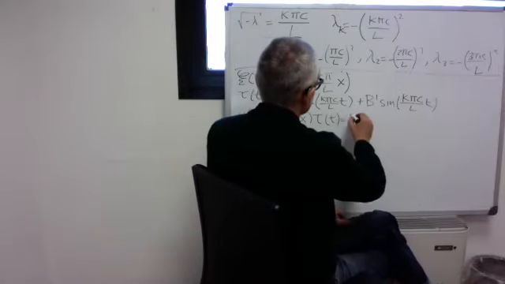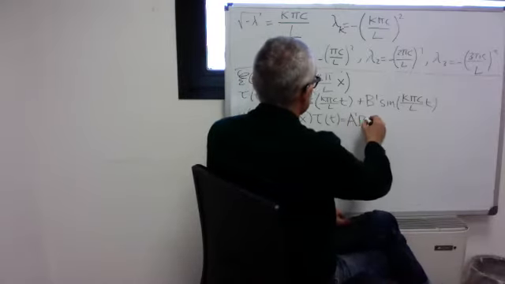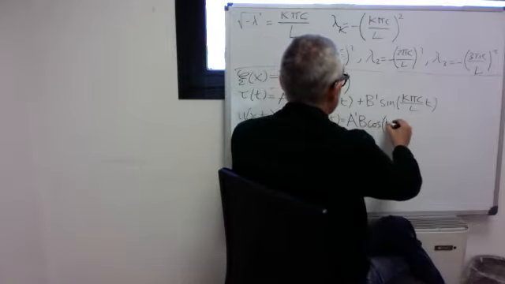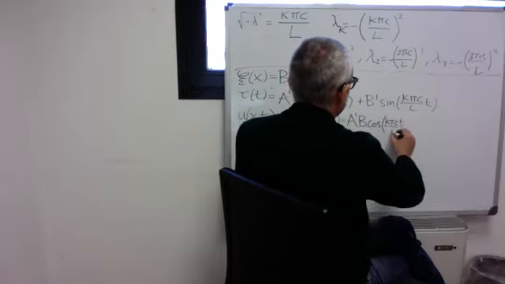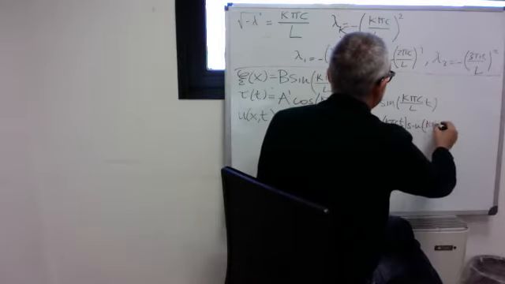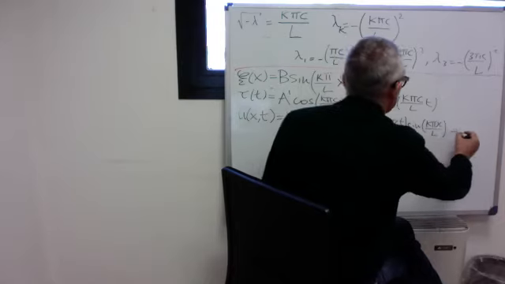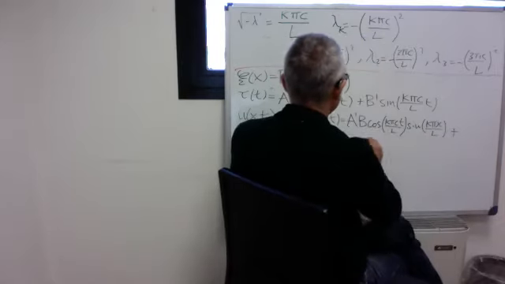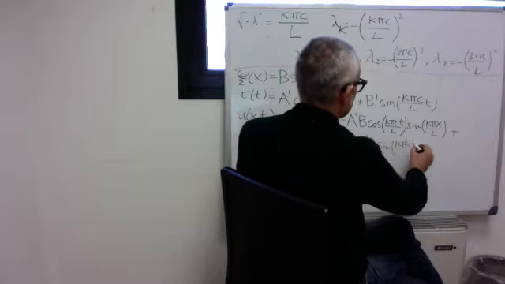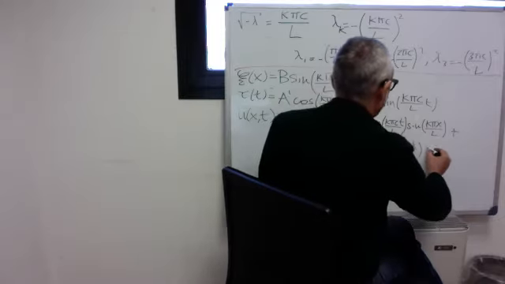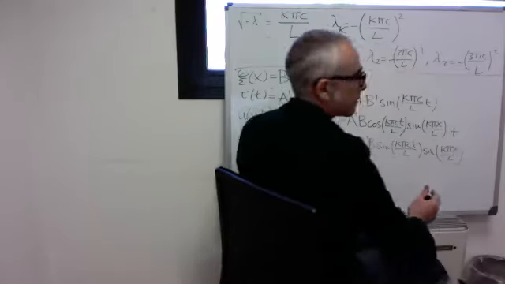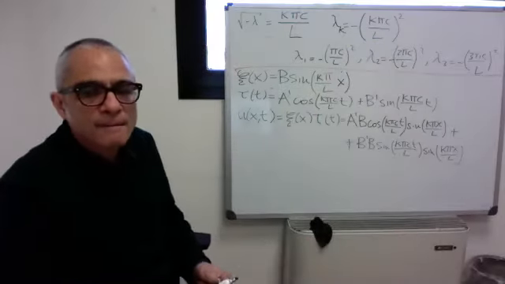A prime B times the cosine of k pi c t over L times the sine of k pi x over L, plus B prime B, the sine of this first guy here, times the sine of k pi x over L.